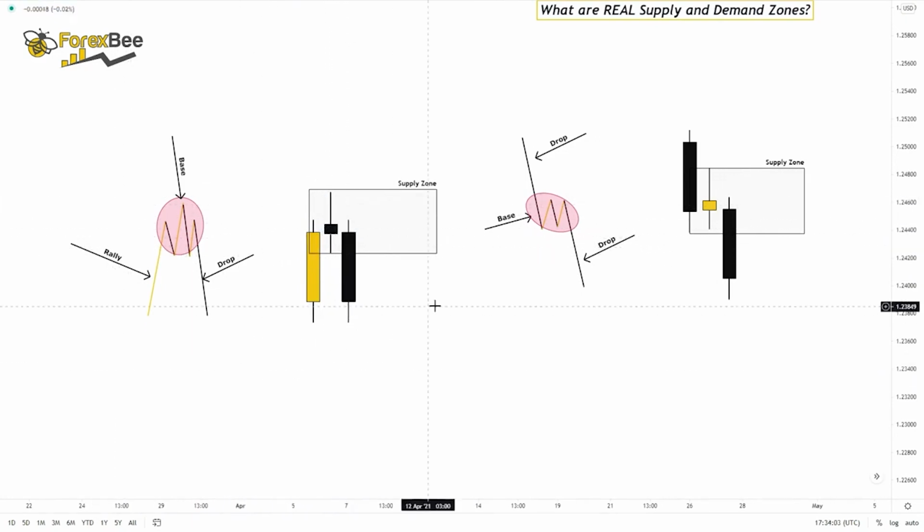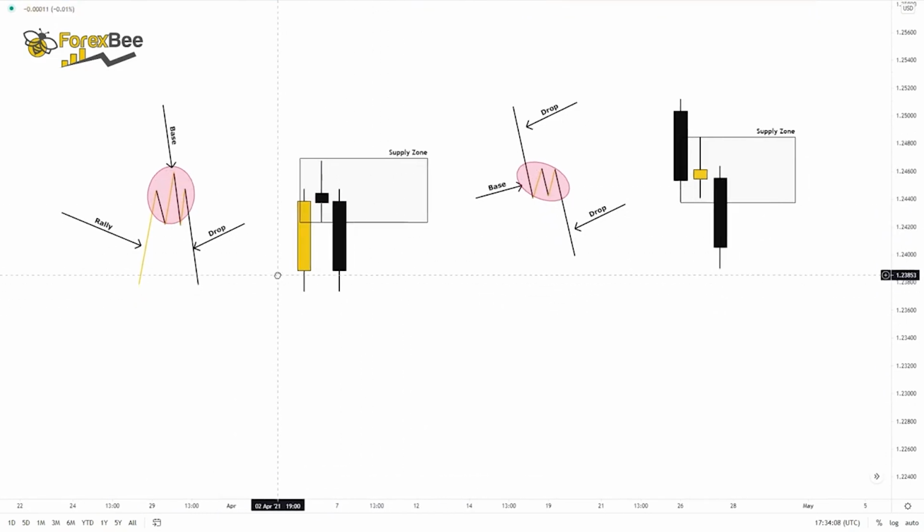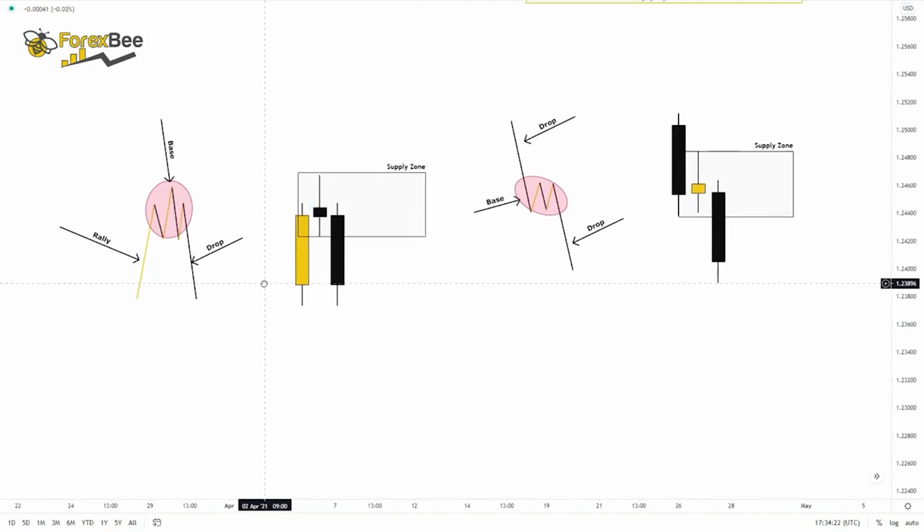There are some technical requirements for any zone: the body to wick ratio of the big candles should be more than 70%, and the body to wick ratio of the base candle should be less than 50%. This supply zone, this pattern here, is rally, where the price goes up, then base, in which the price moves sideways, and drop. So this is basically a rally, base, drop supply zone.